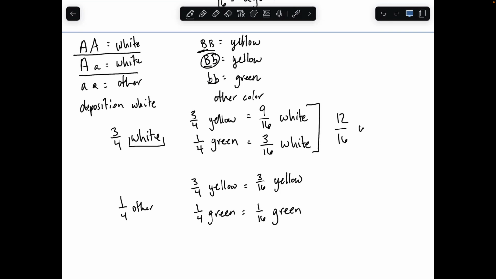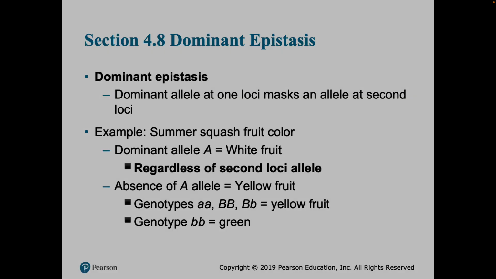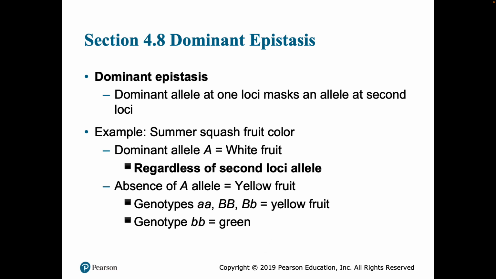So we have 12 out of 16 that are white, 3/16 yellow, 1/16 green. So our final phenotype ratio is 12 to 3 to 1. And so you see how if the allele is recessive, it gave us the different ratio we saw with the mice, that 9 to 3 to 4 ratio. But if the epistasis is dominant, we got that 12 to 3 to 1 ratio.